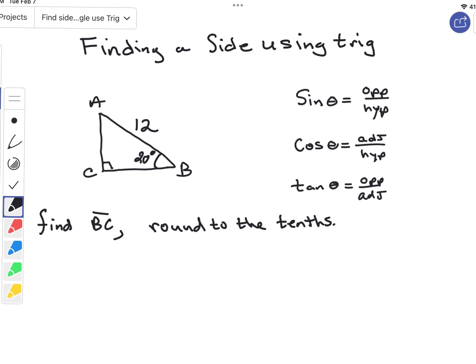Maybe you could pause the screen on this one and see if you can do this one yourself. It says to find BC. So first of all, BC is right here. So we want to find this side.